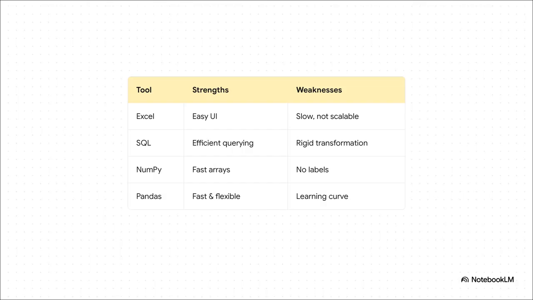So here's how it all stacks up. Excel is easy, but it just doesn't scale. SQL is awesome for querying, but a bit stiff when it comes to transforming data. You even have libraries like NumPy for pure, raw speed, but they don't have the handy labels and structure you need for tabular data. And right there, in that sweet spot, that's where Pandas lives. It was built to fill that gap, giving you this perfect mix of speed and flexibility.